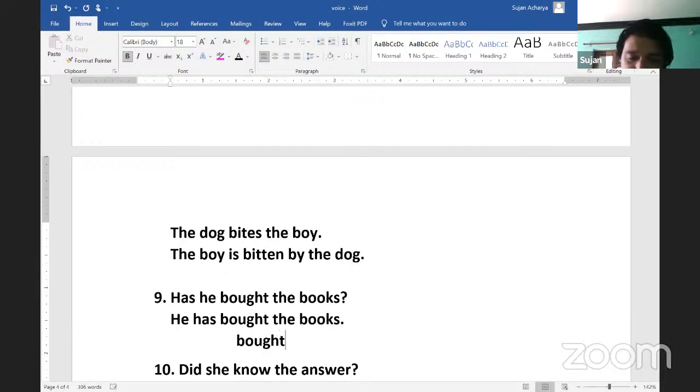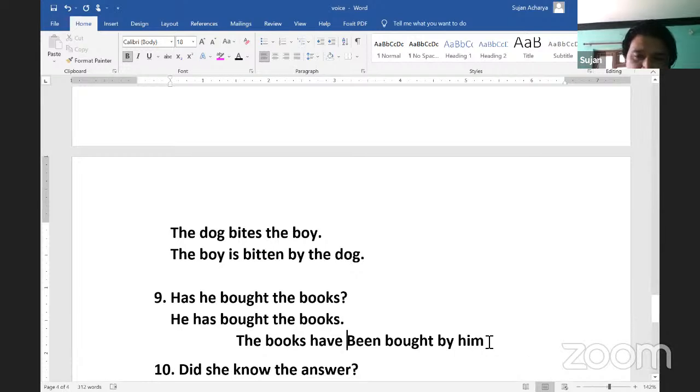Because the sentence is in perfect tense, add been by him. The books plural, so have: the books have been bought by him. Has he bought the books? The books have been bought by him.